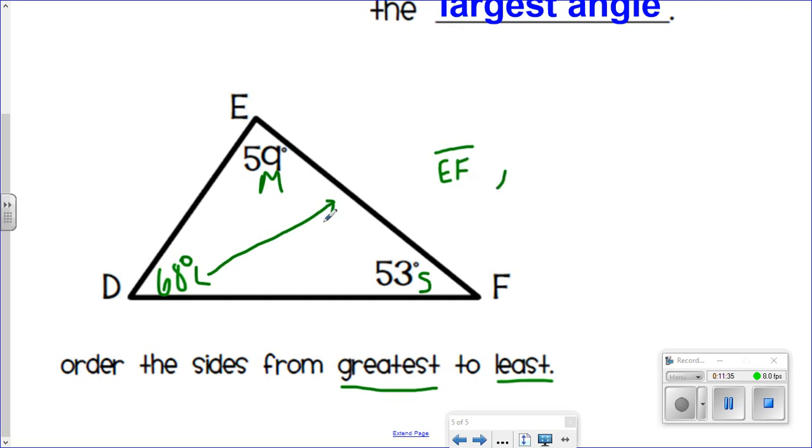All right, so then across from the middle angle will be the middle side, and so go across from there. That's side DF, or segment DF. And then across from the smallest angle at 53 degrees, we go across, and that's segment DE, or side DE.